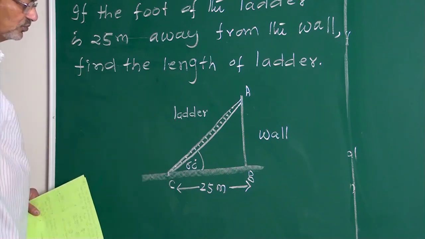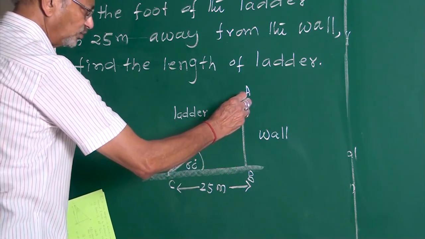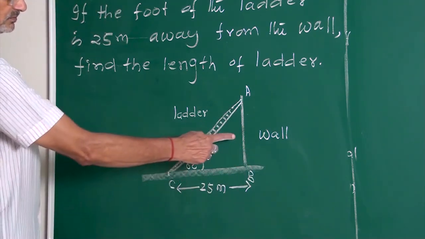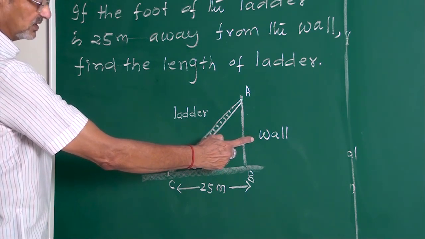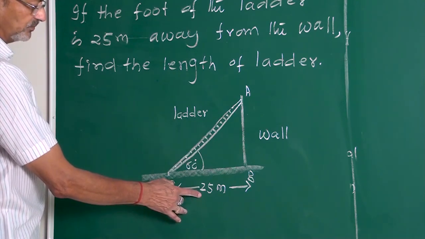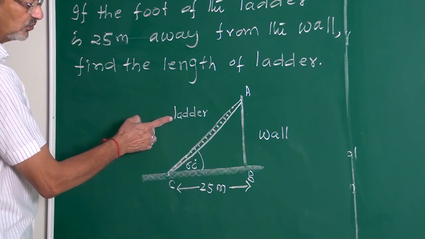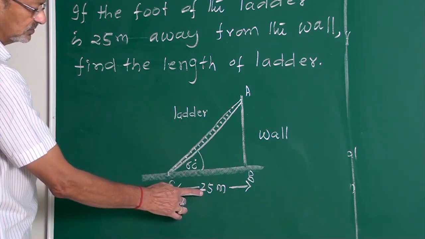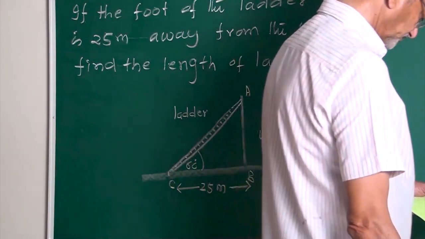This is the hypotenuse. In this case, my friends, tan and sine don't work. Why? The opposite side is not given. If the opposite side is given, you take either sine or tan, but the opposite is not known. The adjacent side is known. The angle is known. You wanted the hypotenuse, which is the ladder. Therefore, in this case, instead of tan and sine, you have to take cos.